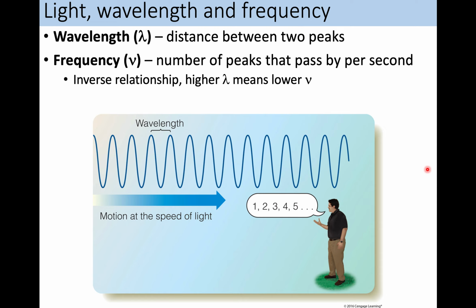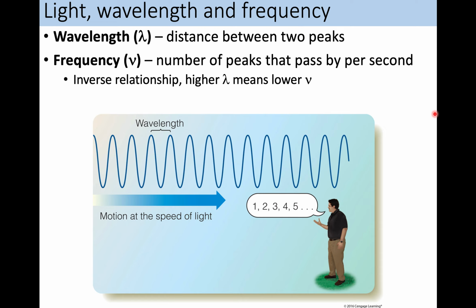So when we're talking about waves of light, we talk about wavelength and frequency. So wavelength is the distance between two peaks. So the distance between two peaks in a measure of distance, meters, millimeters, nanometers, that is what we call the wavelength. Now the frequency is the number of peaks that pass by per second.